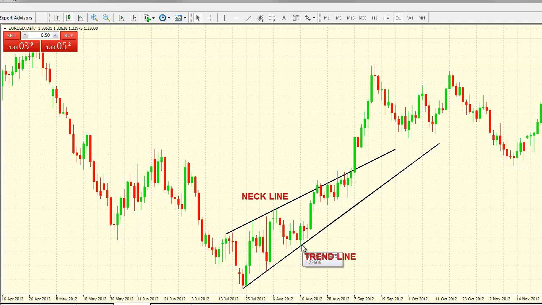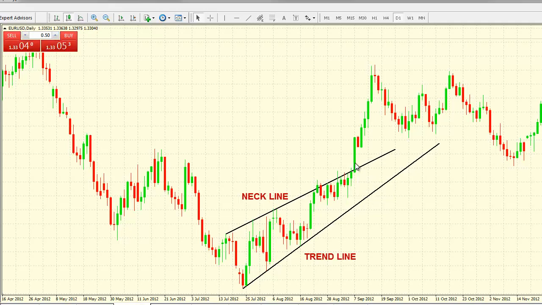However, in this case, we see that the price took support at the trend line and bounced back towards higher levels close to the neckline once again. It again took resistance at the neckline and bounced back, this time a little higher than the trend line level. And finally, the price managed to break above the neckline at this point.